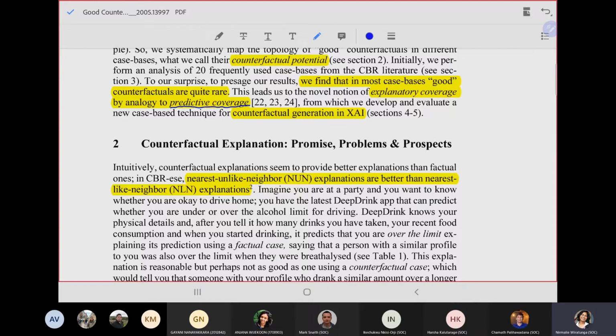And in this paper, they are going to look at how we can characterize or quantify this idea of explanatory coverage. Given a data set, given a case base, how can we say what explanatory potential or explanatory coverage this particular case base might have? So that's what they're trying to come up with here.